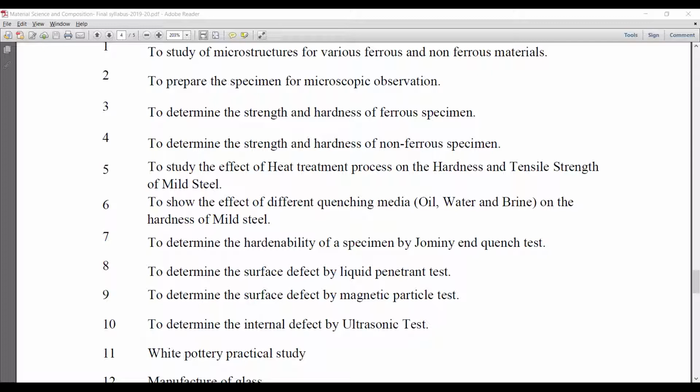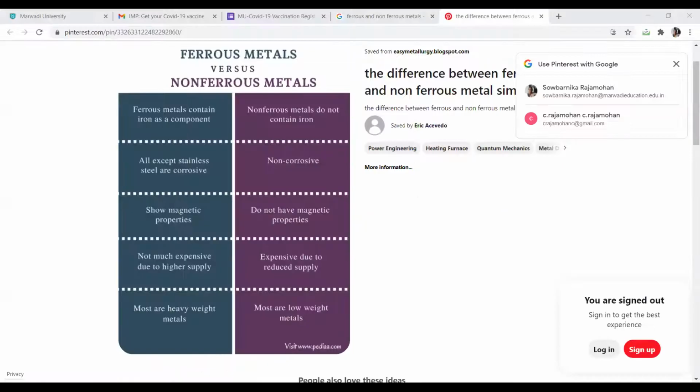so I'm going to show you a screen where there is the difference between a ferrous and a non-ferrous metal. If you can see the screen, okay. So this is the basic difference between a ferrous metal versus a non-ferrous metal. First, we will see the properties of ferrous metals. Ferrous metal contains iron as a component. All the ferrous metals except stainless steel are corrosive. And all the ferrous metals have a magnetic property because of the presence of iron in it, and they are not very expensive due to the higher supply of iron, and most are heavyweight metals. So these are the properties of ferrous metals.